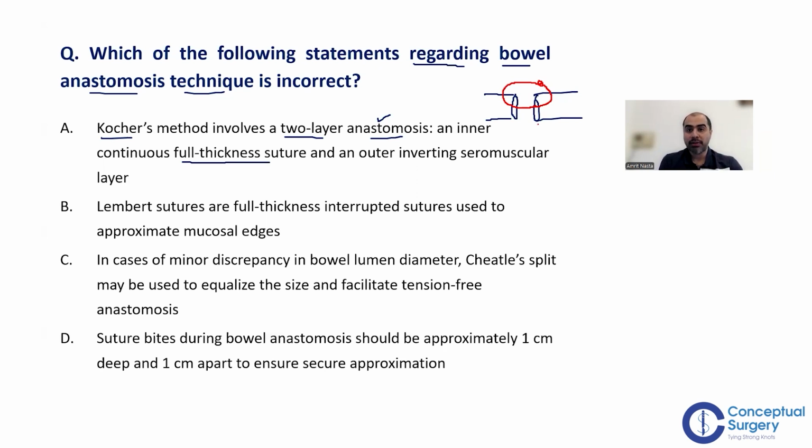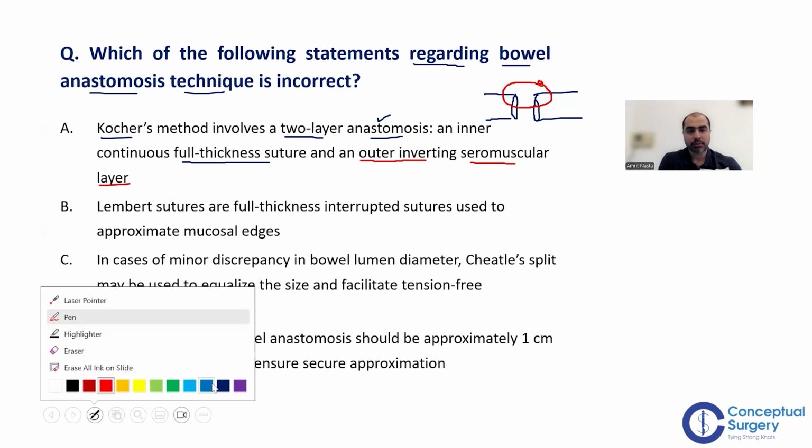But after doing the first layer of anastomosis, there should be a second layer also: inverting seromuscular stitches. This is true. So Cocker's method has two layers of bowel anastomosis. First do a direct joining, then do an inverting layer where you're taking seromuscular sutures. These seromuscular sutures are also called Lambert sutures. So technically, Lambert sutures are nothing but seromuscular sutures.